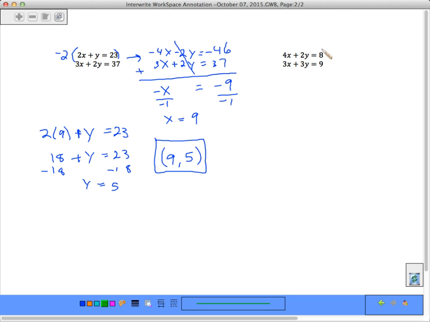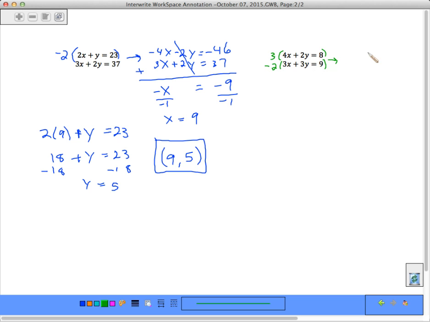So to make the top one positive 6, I'd have to multiply this by 3. To make this negative 6, I'd have to multiply by negative 2. It doesn't matter which one you make negative. So if you wanted to multiply this by negative 3 and this one by positive 2, that's fine also.